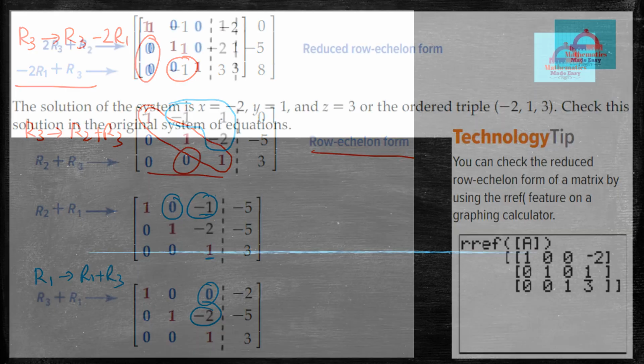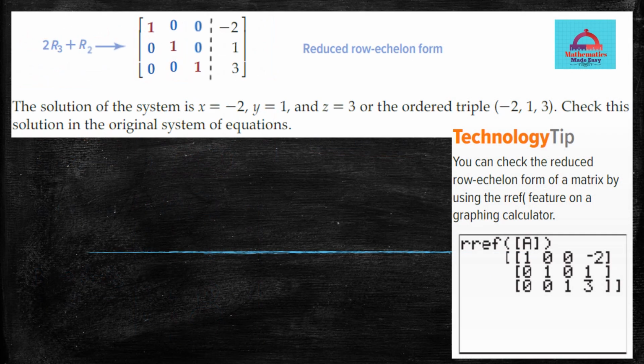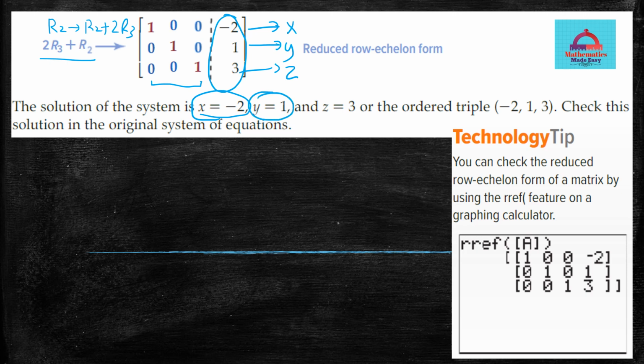Next slide. So this is the last and final step where we do the transformation in the second row because I wanted to make this term 0, and for that I make R2 as R2 plus 2 times R3, and that gives me the identity matrix. So these three values of the column are your values. So this one is X, this one is Y, and this one is Z. So solution is X equal to -2, Y equal to 1, and Z equal to 3.